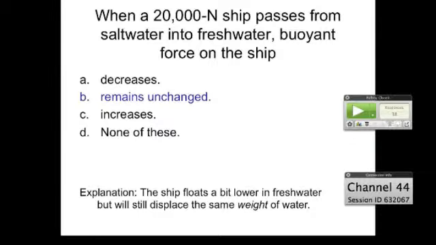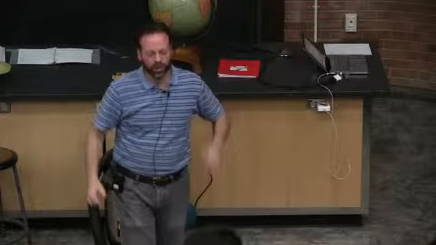All right, somebody that got it right, would you like to brave an explanation? Because you're feeling good that you were right, so I'll ask you guys. Any takers? All right, thanks. My thinking was that the 20,000 newton ship was floating in both saltwater and freshwater. It's floating in both, correct. So then the buoyant force is going to be at least equal to 20,000. Then the buoyant force is exactly equal to 20,000.